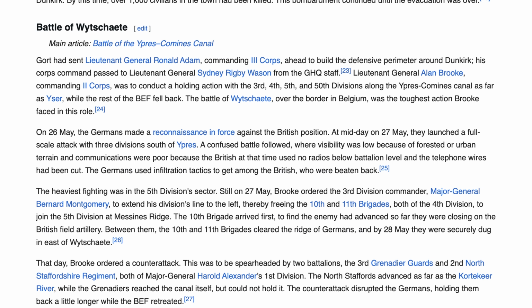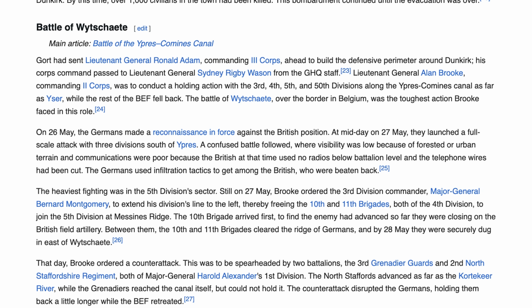His corps command passed to Lieutenant General Sidney Rigby Wason from the GHQ staff. Lieutenant General Alan Brooke, commanding 2nd Corps, was to conduct a holding action with the 3rd, 4th, 5th, and 50th Divisions along the Ypres-Comines Canal as far as Ypres, while the rest of the BEF fell back. The Battle of Wytschaete, over the border in Belgium, was the toughest action Brooke faced in this role.